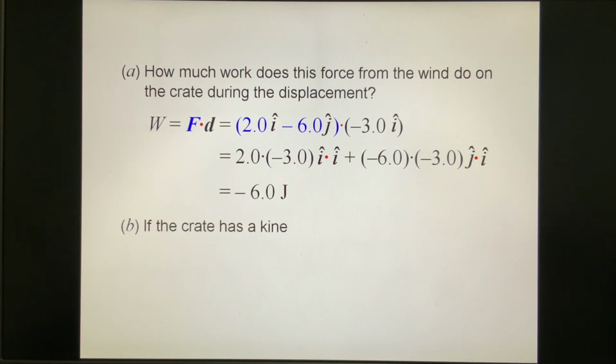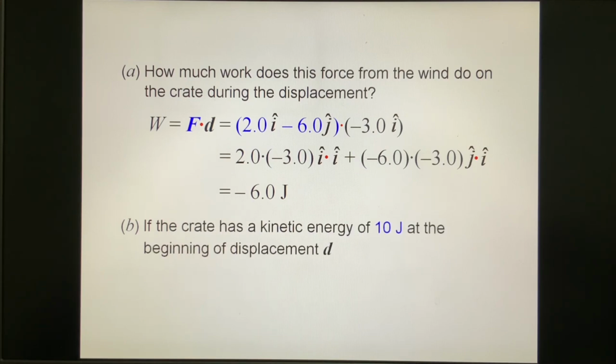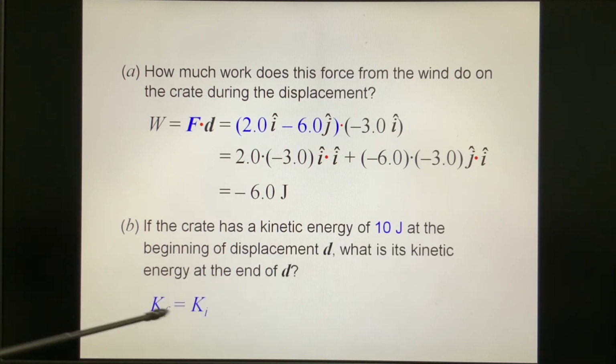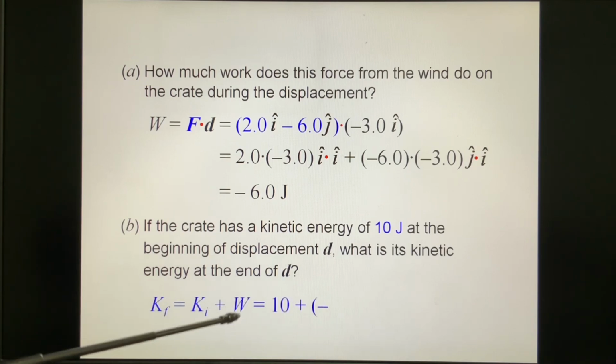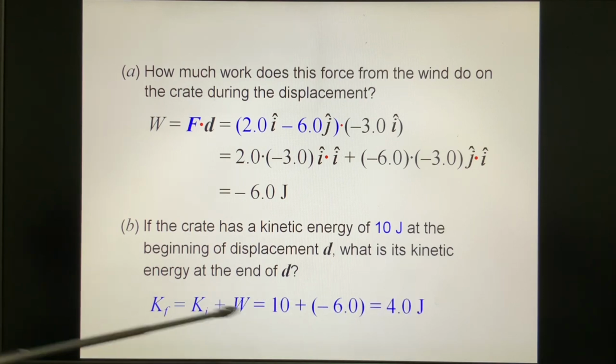Question B. If the crate has a kinetic energy of 10 joules at the beginning of displacement d, what is its kinetic energy at the end of d? It's very simple. K final equals K initial plus W. That equals 4.0 joules. In this case, because kinetic energy is the only energy that changes, we can use this theorem.